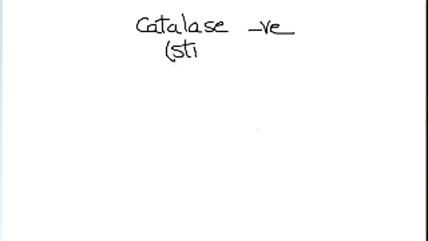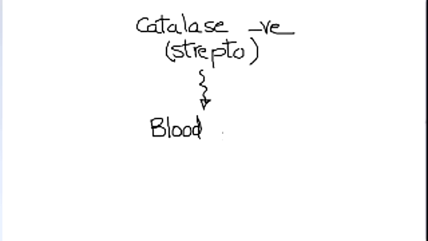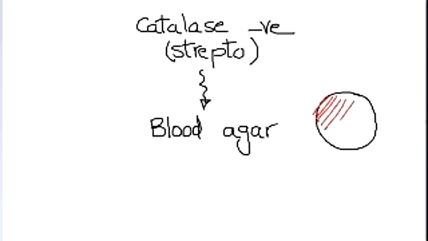Okay, so what if the bacteria was catalase negative? If it's catalase negative, it's streptococci. The next step you should do is to culture on blood agar, and this is a plate of blood. Culture the bacteria on blood agar.